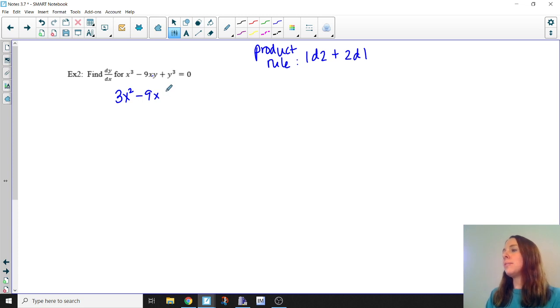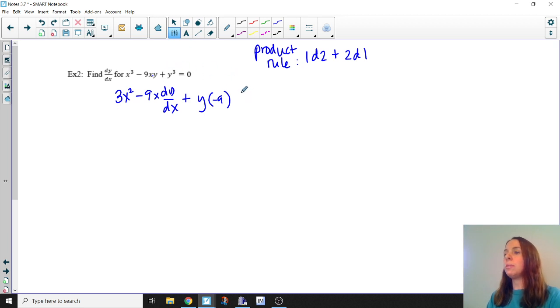Okay, so the derivative of y, again, is dy over dx, and what we just wrote right here is 1d2 plus, don't forget we're not done with product rule, 2d1. 2 is y, d1 is the derivative of negative 9x, that's our 1, right, negative 9x, and the derivative there is negative 9. I tried to open a parenthesis. Okay, so one more time, that is 1d2 plus 2d1.